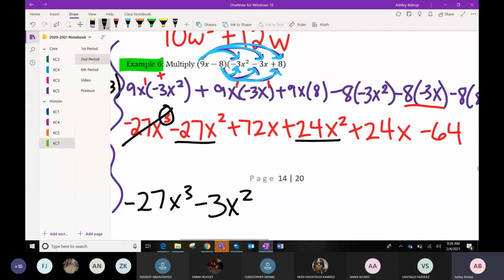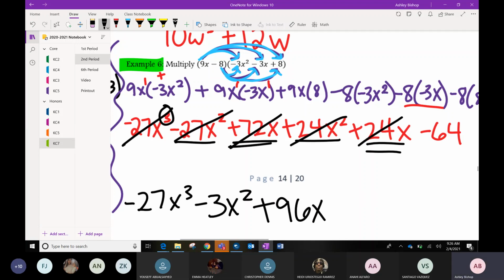Again, if you need your calculator, please use it. Don't make the silly mistakes. Alrighty. 72x combines with 24x because they both are like terms of just x. 72 plus 24 is 96x. Let's cross those out, and then that just leaves the 64 at the end.